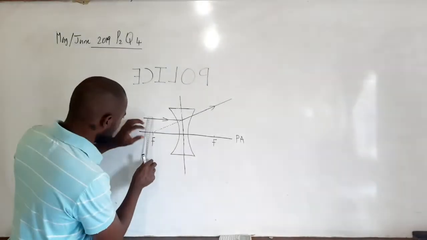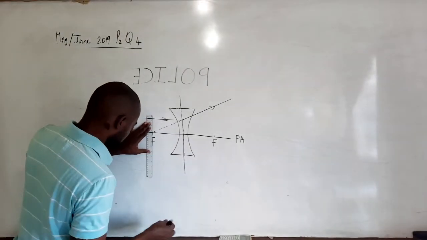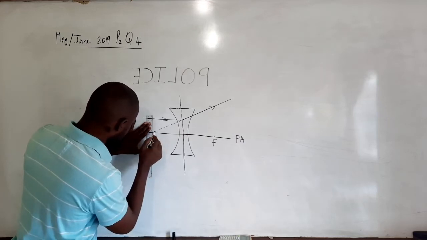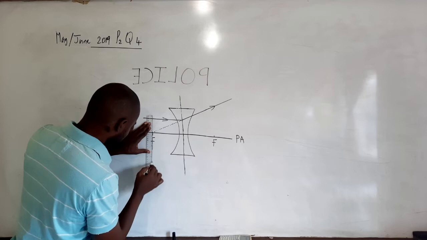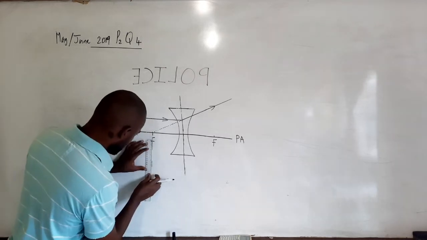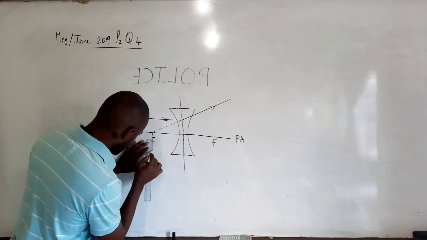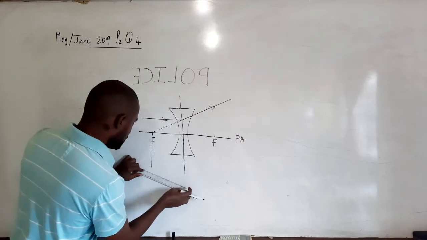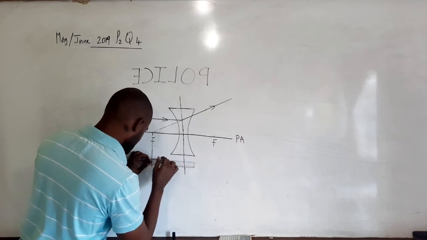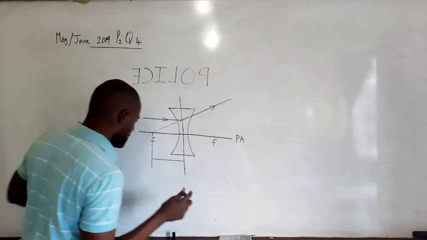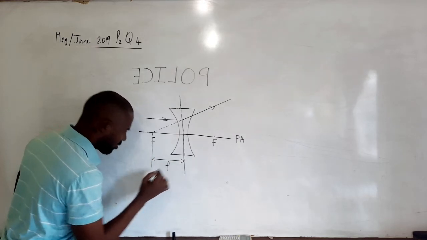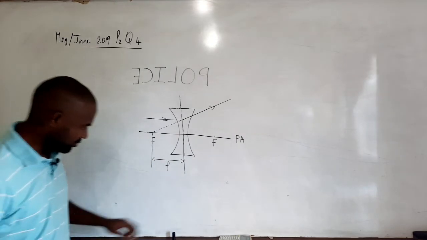So if we want to use a little line, we could extend the line through the principal focus, and then the distance from that line to the line through the optical center will be our focal length. So this will be our focal length F. Good.